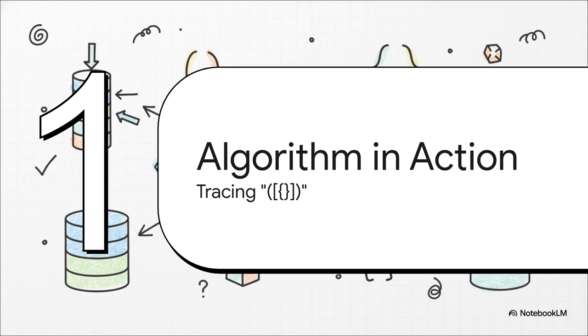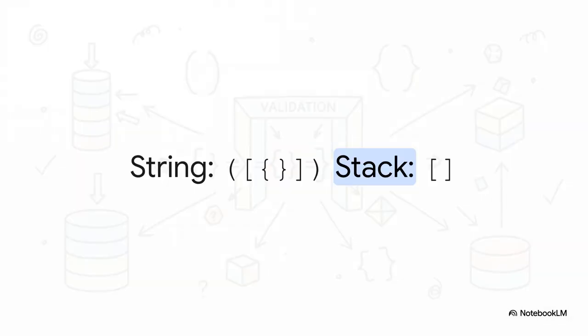Okay, I know that might sound a little abstract, so let's make it super concrete. We're going to trace the algorithm together, step by step, using this string right here: square brackets, curly braces, round brackets, and shuts all the way. Okay, here we go. We're starting with our full string on the left, and as you can see, our stack on the right is totally empty.